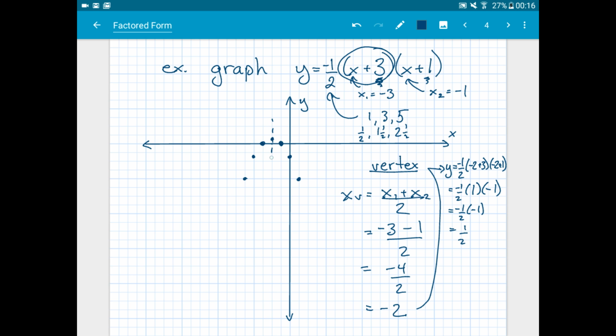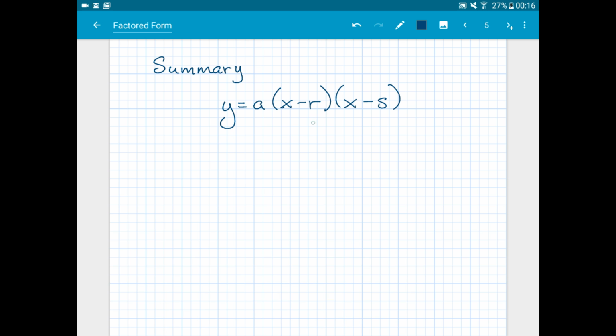Okay, so we have the axis of symmetry here, x equals -2. And then we can just draw a nice smooth parabola through this whole thing. And there you go. That's how you graph using factored form. So in summary, these give you the x-intercepts. This is still our open up and down and step pattern indicator.